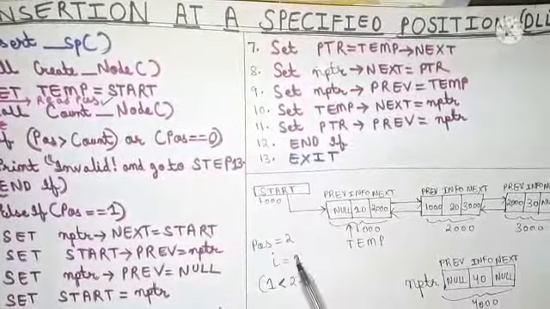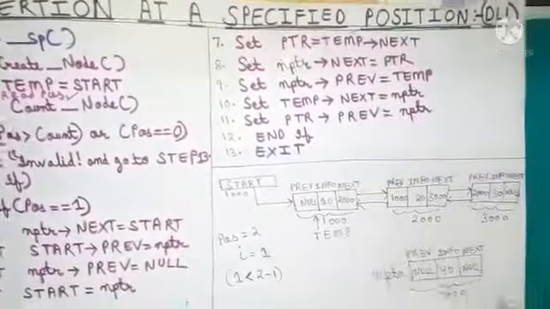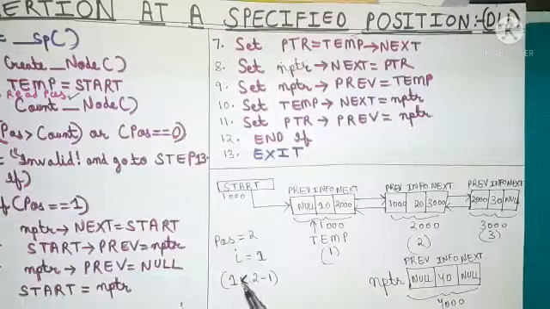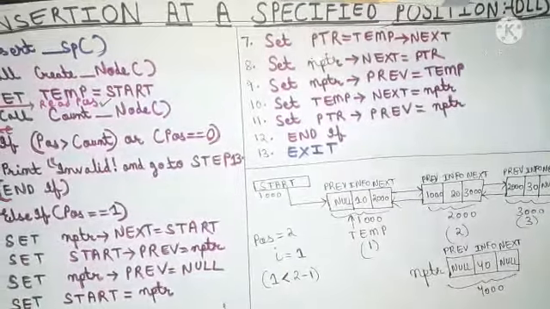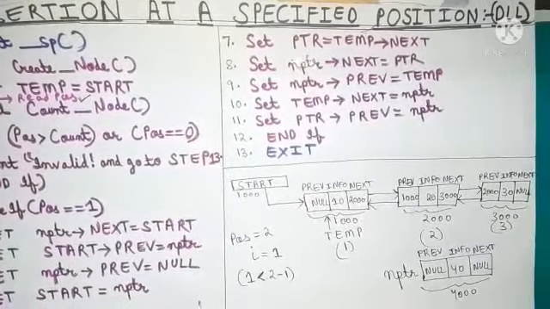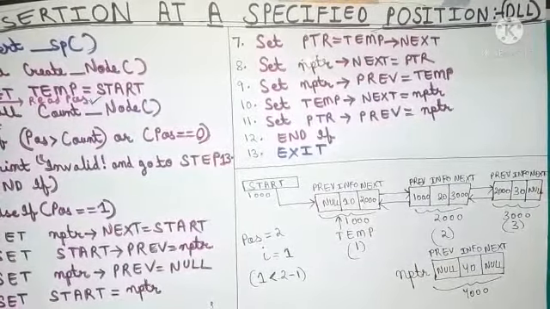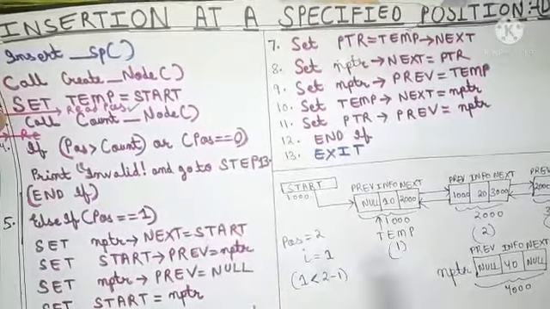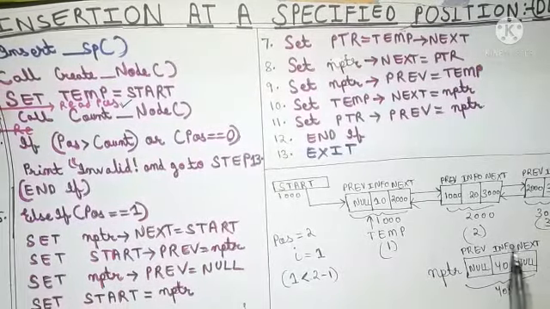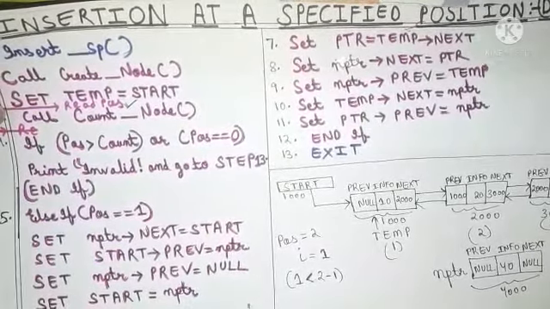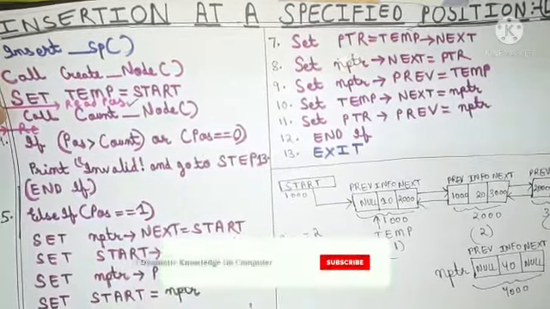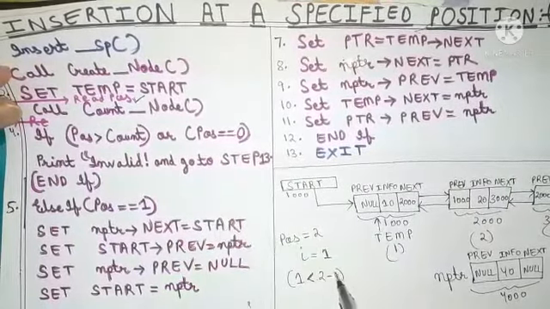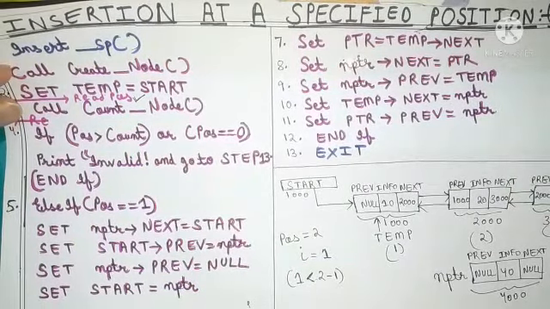Suppose here I have assumed to insert at the second position, but how many nodes do we have? 3 nodes in the list. 2 is less than 3, so it is alright. But suppose I had taken the fourth position. 4 is greater than 3, so in that case it will show an invalid condition. And if I set position as 0, then also it will give an invalid condition. Now this condition becomes false because I want to insert at the second position, so further statements will be executed.